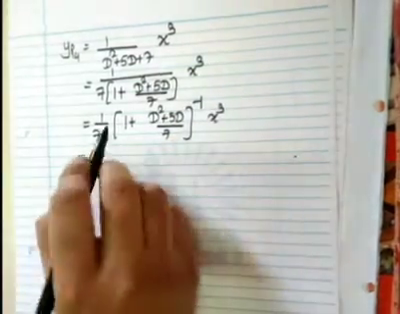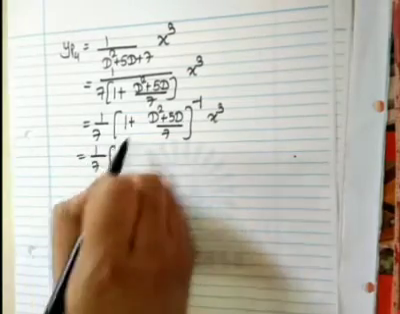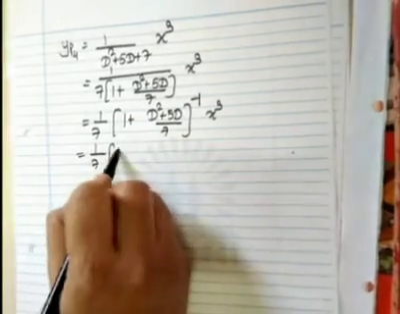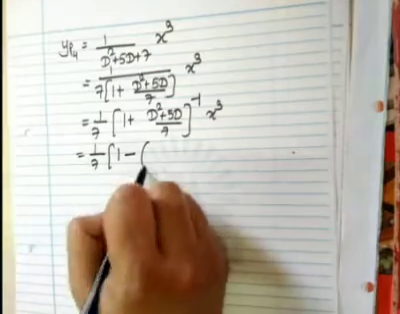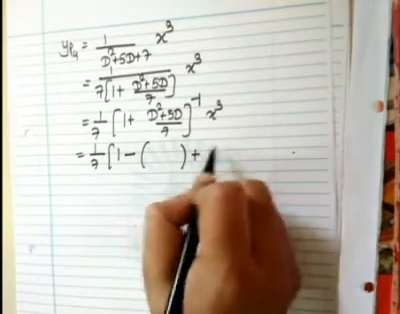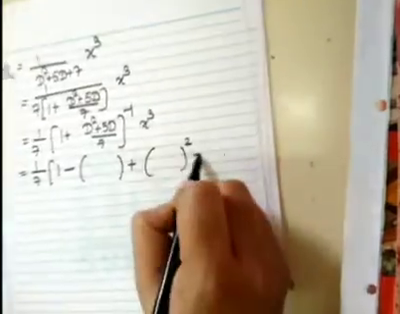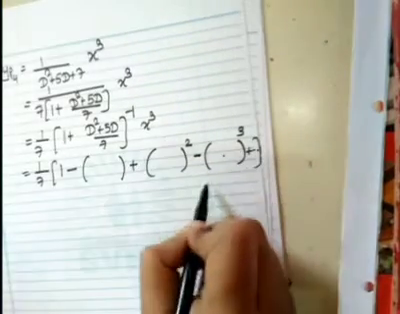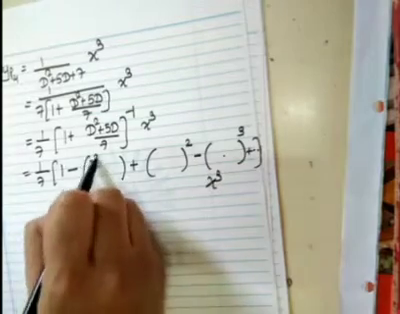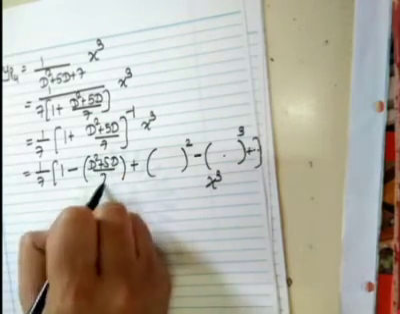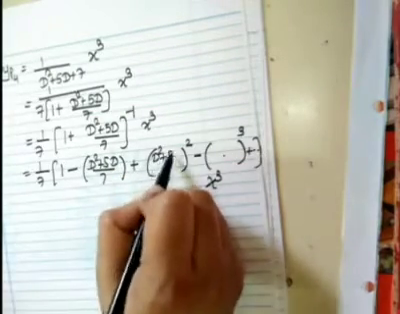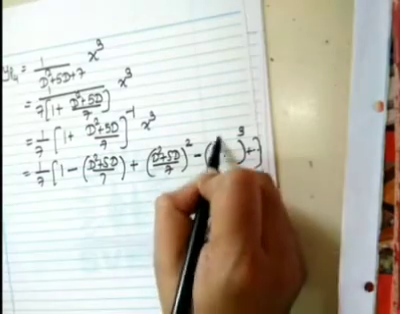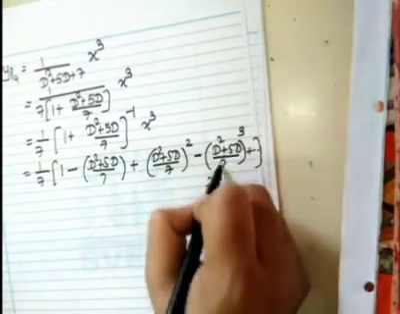That is equal to 1 by 7, 1 plus x inverse. So 1 minus d square plus 5d by 7, d square plus 5d by 7 square, d square plus 5d by 7 cube, as we have x cube.